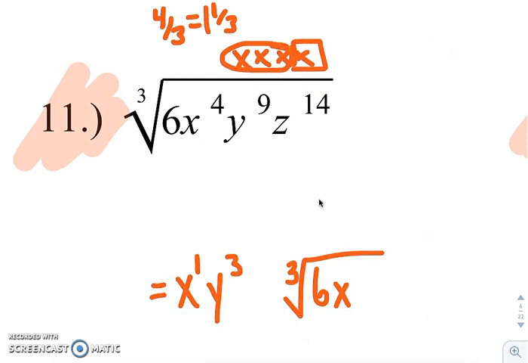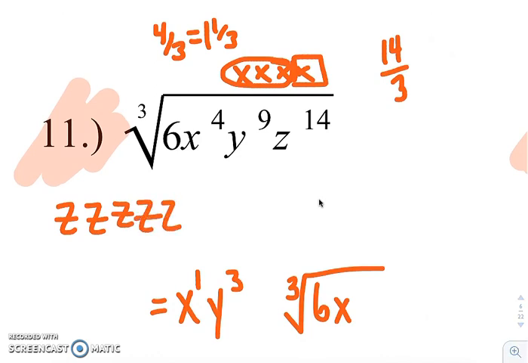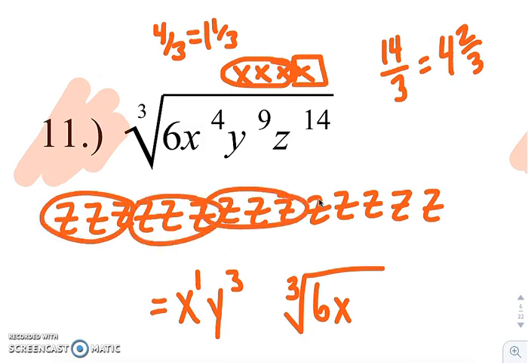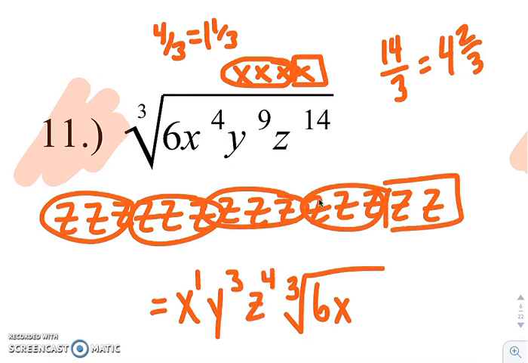But then z to the 14th, how many times does 3 go into 14? And it doesn't hurt to write out, it's just more time consuming, but if it makes sense to you, just do it. Write out the 14 z's multiplied together. That's what z to the 14th power is. I know that 14/3 is 4 and 2/3, but if you wrote them all out and found the groups of 3, we should have 4 groups and 2 left. So z to the 4th outside and z squared underneath. So that would be our simplified answer to number 11.